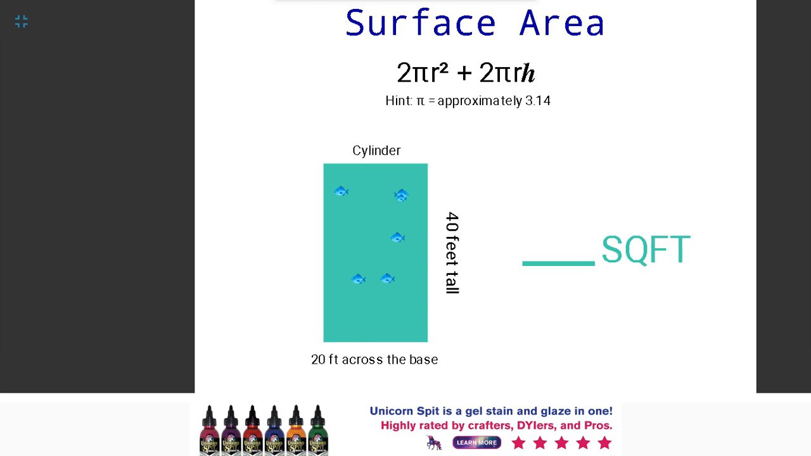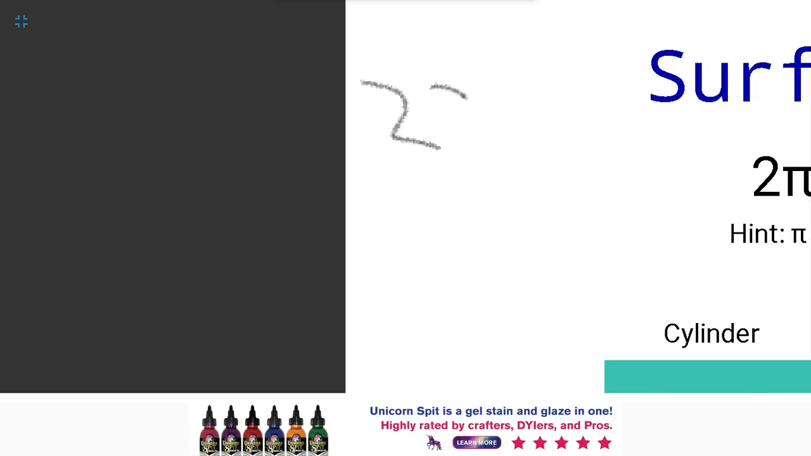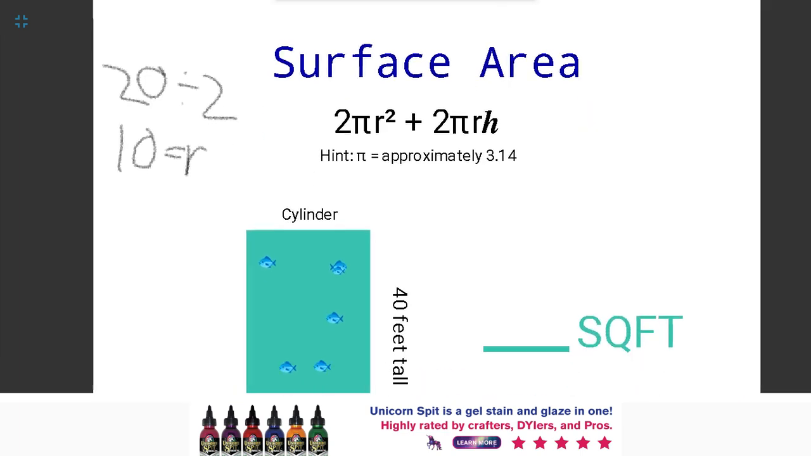And if it's 20 feet, what you have to do when it comes to radius is divide 20 by 2 in order to get your radius. And we know that 20 divided by 2 is 10, so 10 is our radius. Now let's multiply the numbers.